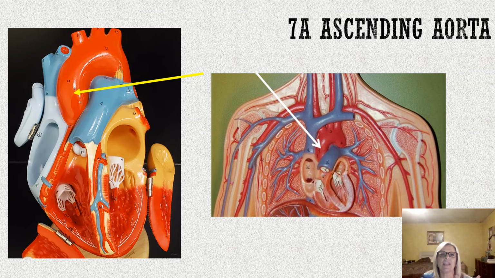So we're looking at the ascending aorta. This is where it's going up and is carrying oxygenated blood. It's going through the left ventricle through the aortic valve to arrive here, and it's the largest artery.